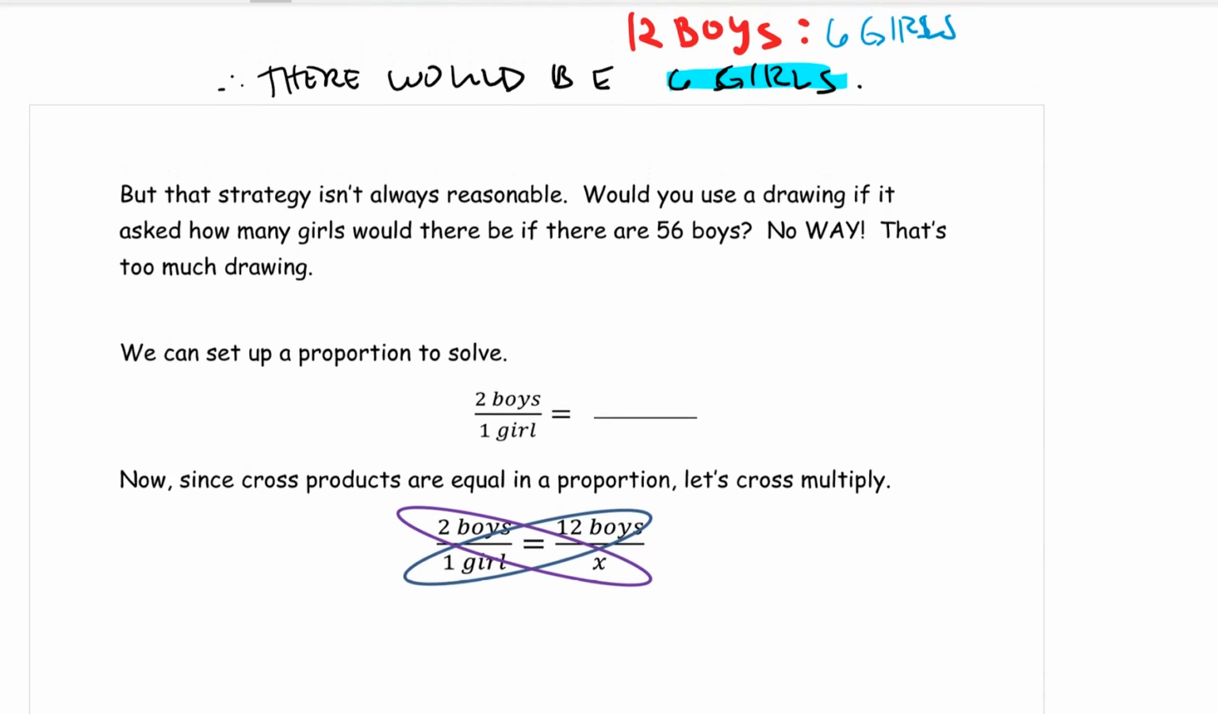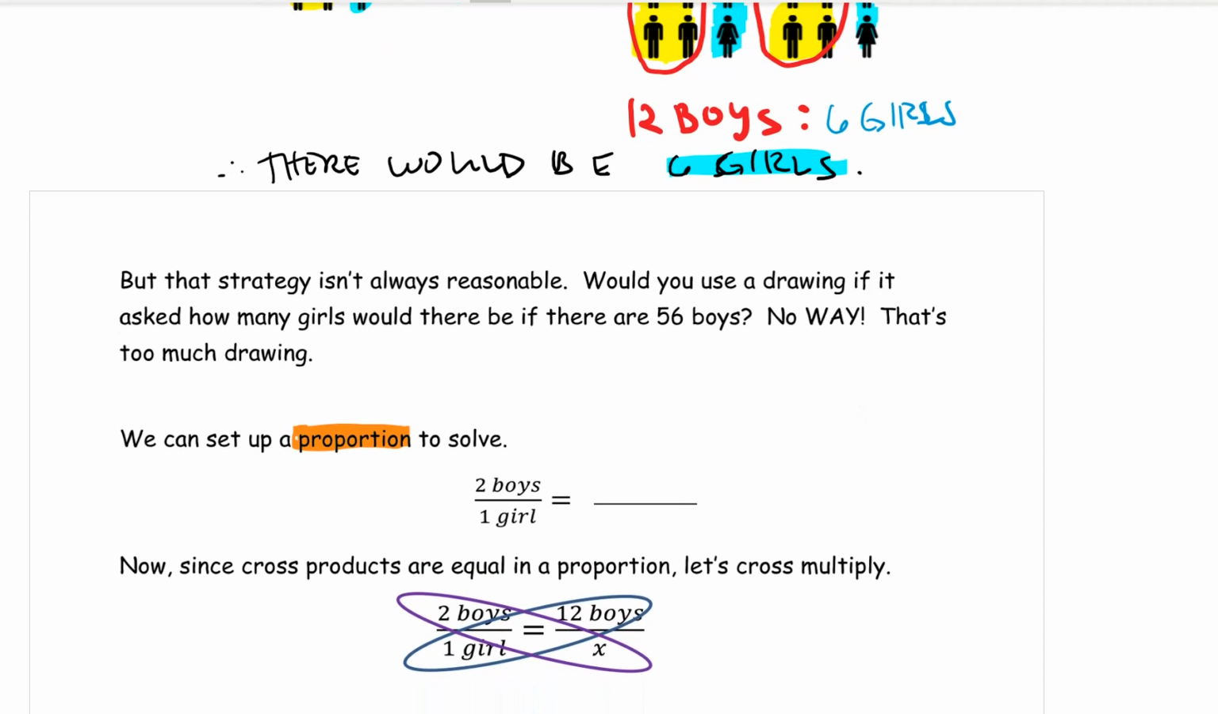So as you have, again, we define proportion as just an equation of 2 ratios that are equivalent. So what we are given is that there are 2 boys for every girl. Okay, so this is what is given. So 2 boys for every girl.